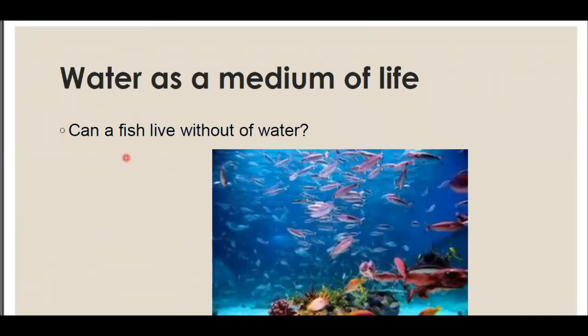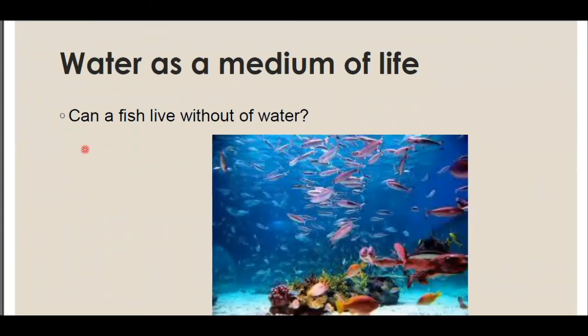Then the last topic of our lesson is water as a medium of life. Now you know that as humans, we need land to live. Humans and all the animals that live on land, we all need land to live. Now what about fish? Can they live without water? No, right? They need water to live.